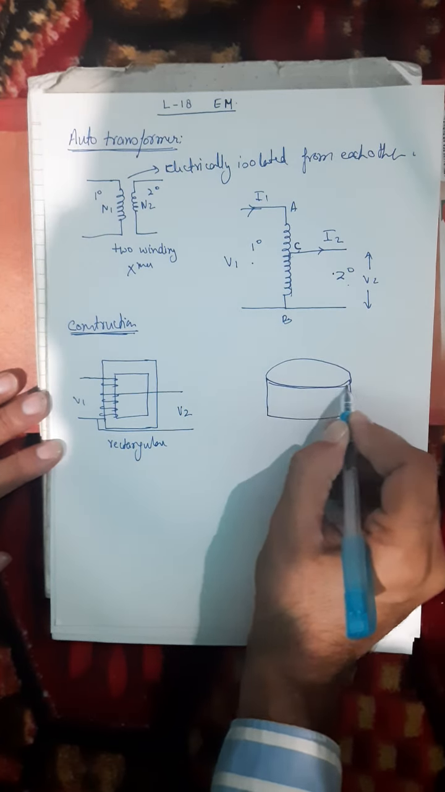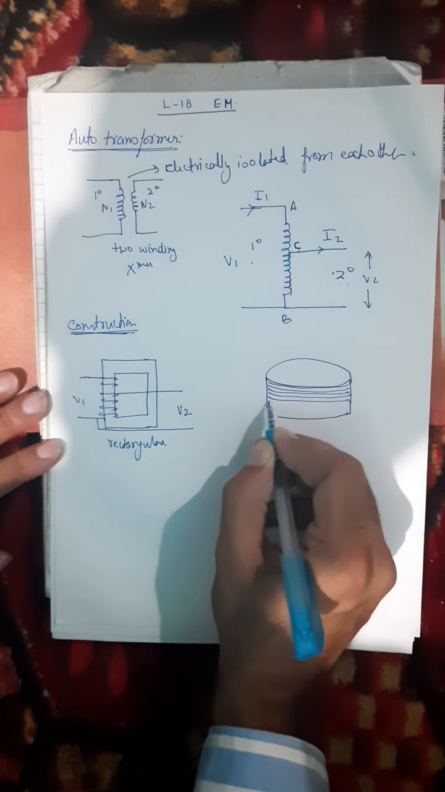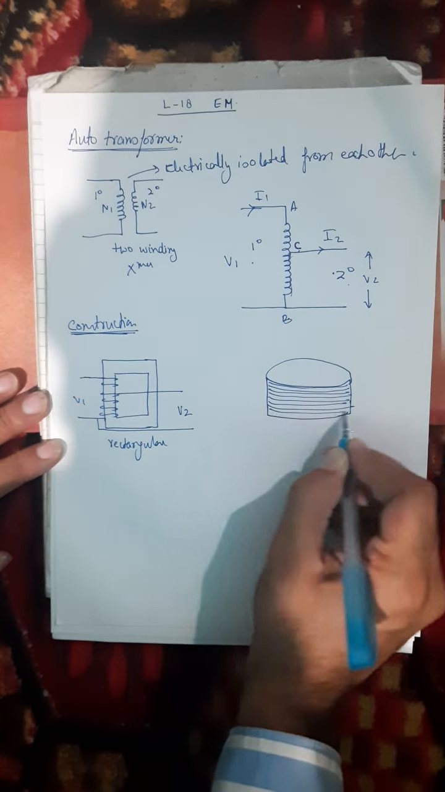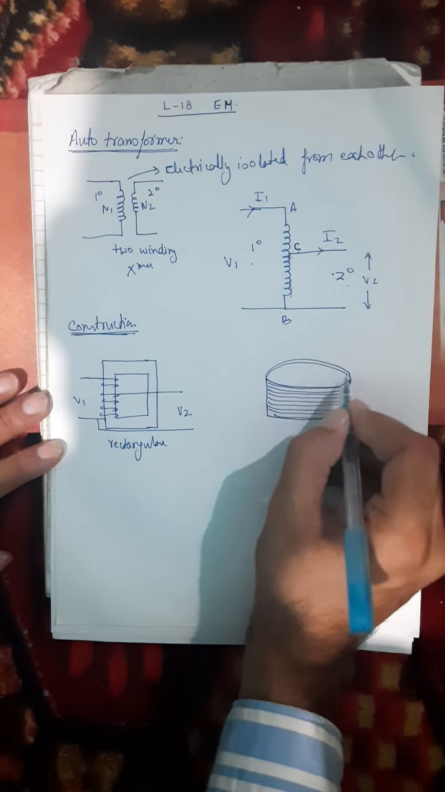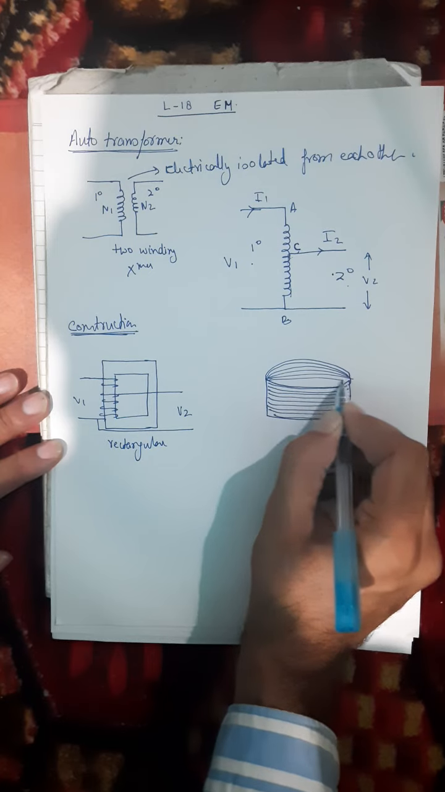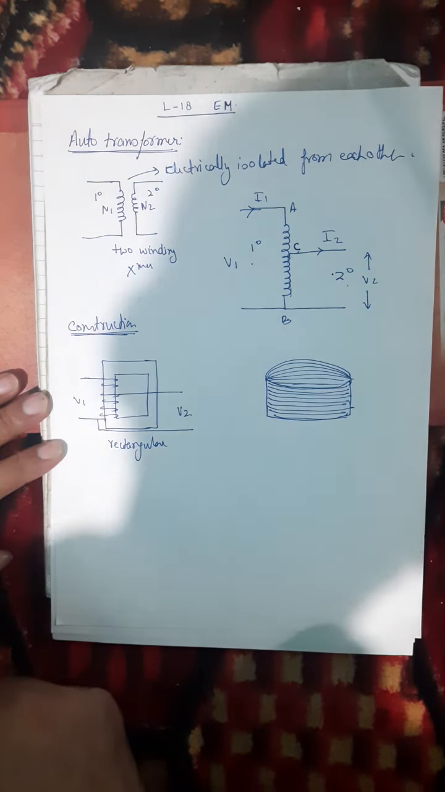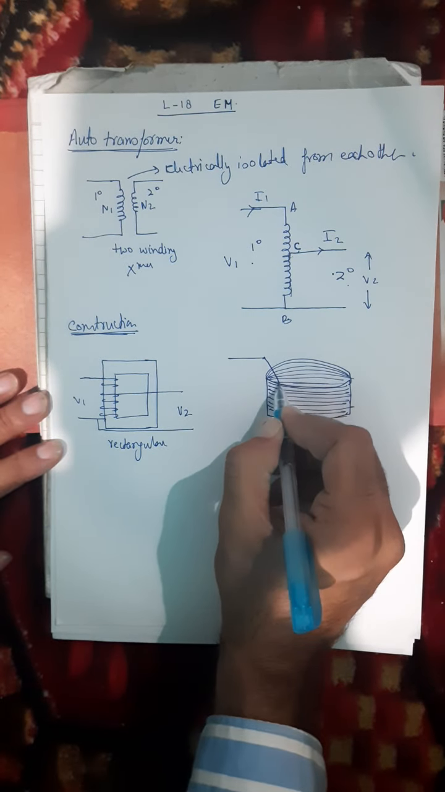So this is the rectangular ring type. These are the laminations which I am drawing here. Okay, so here it will be like this. These are the laminations, and the winding will be connected like this here.